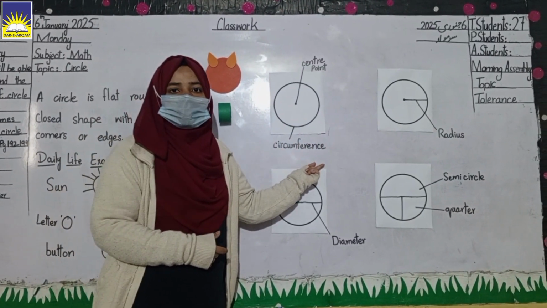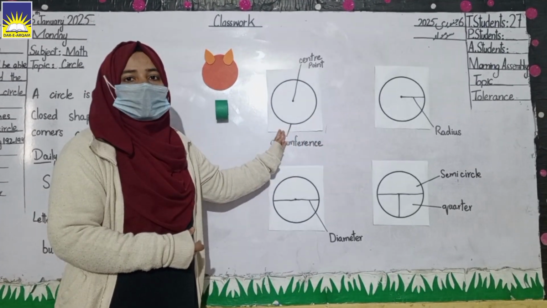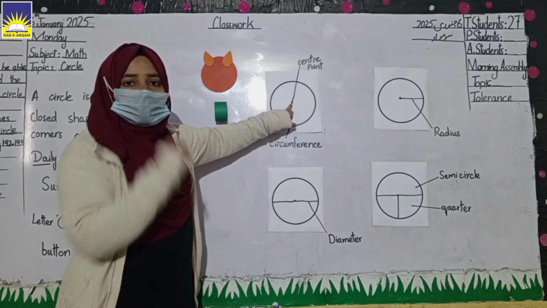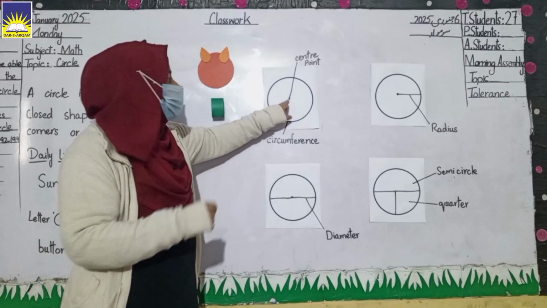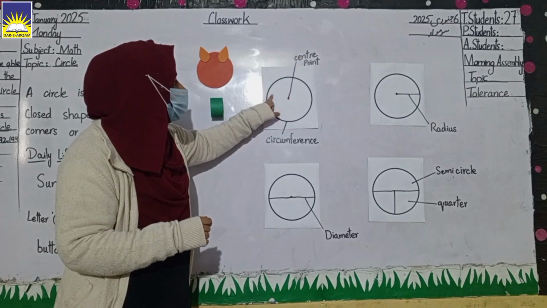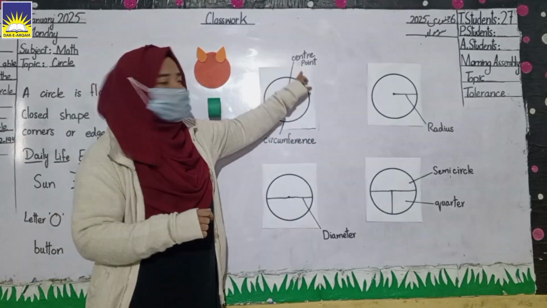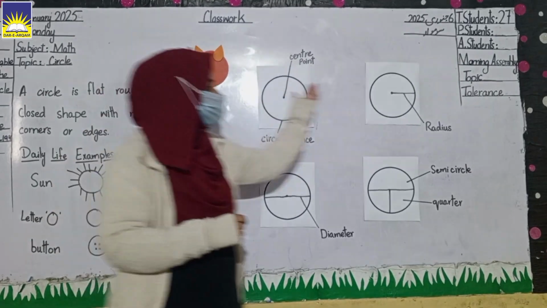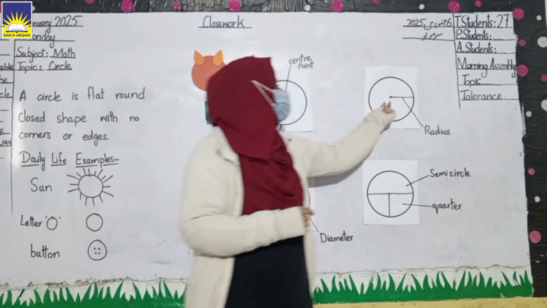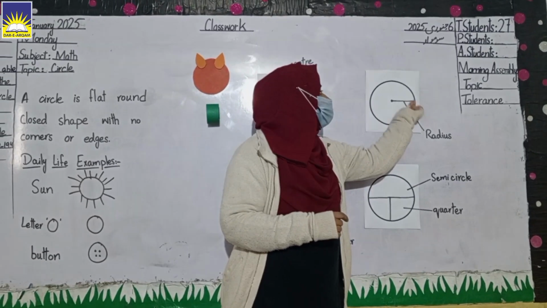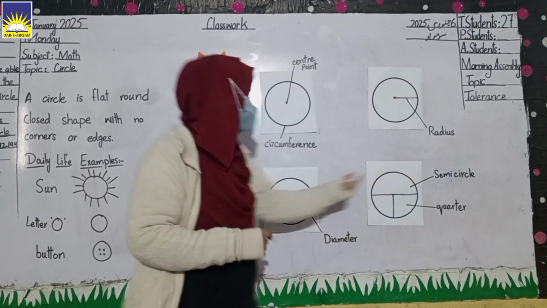First, circumference. The circumference is the boundary line of a circle. The fixed central point of a circle, which has the same distance to every point of the circumference, is called the center point. Radius: the length between the center point and any point of the circumference is called the radius.